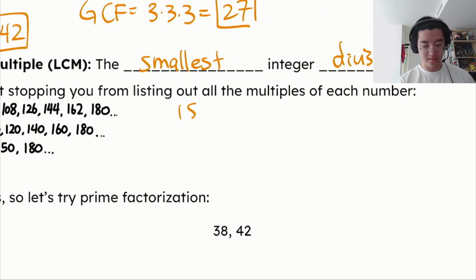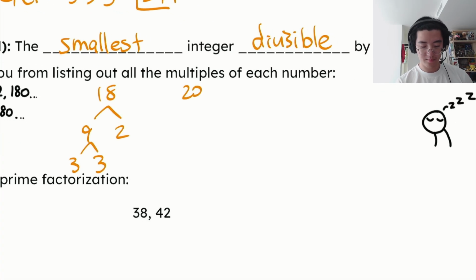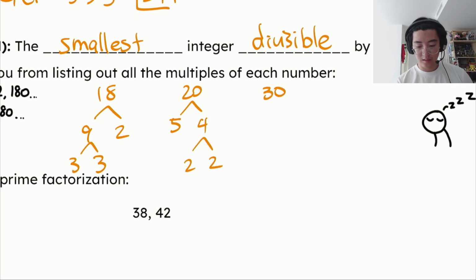What was your factor tree again? 18 is 9 times 2, so 3, 3, 2. 20 is 5 and 4, so 5, 2, 2. 30 is 5 and 6, so 5, 2, 3.